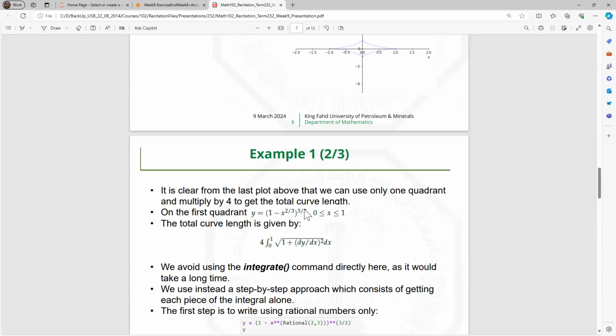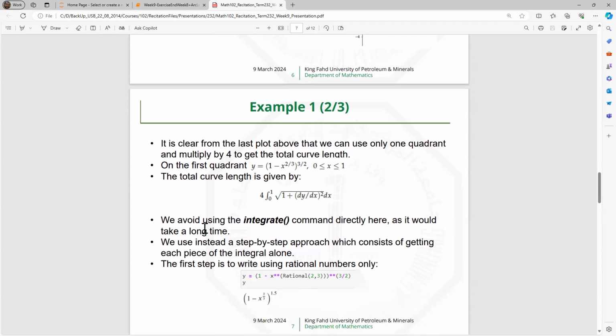That's why we are using symmetry with respect to the x-axis and y-axis. And on the first quadrant, one could say that y is positive, so y is equal to (1 minus x to the power 2/3) all to the power 3/2, and x is between 0 and 1. So we'll just take this part here. Okay? So we'll avoid using the integrate command directly here, because it would take a long time.